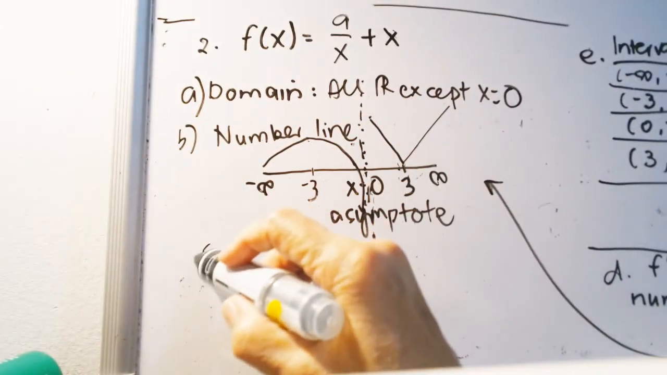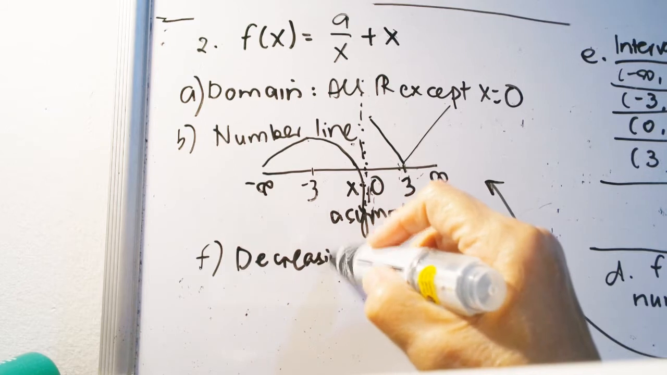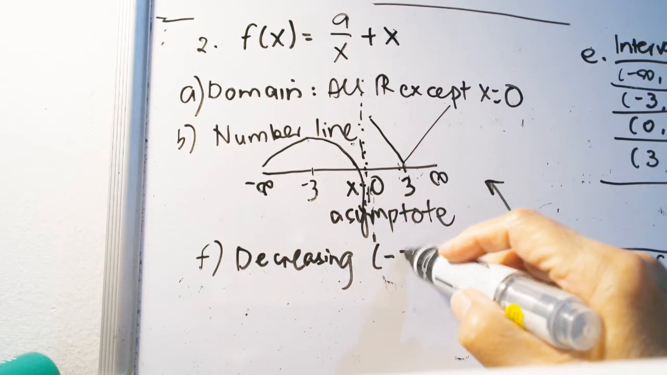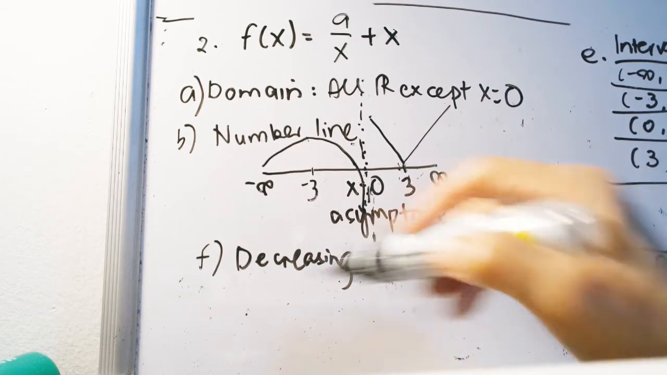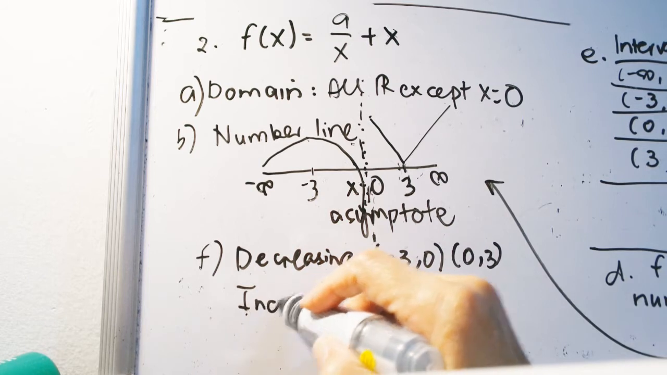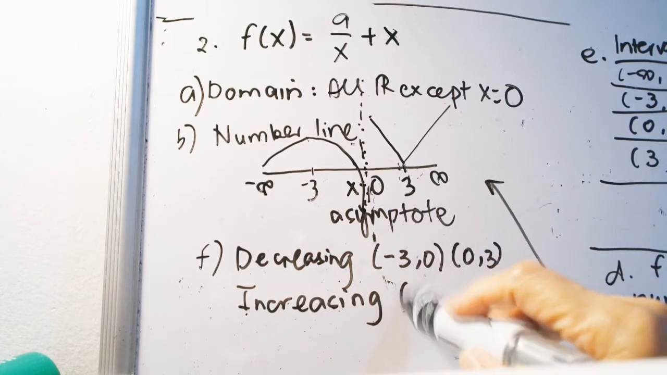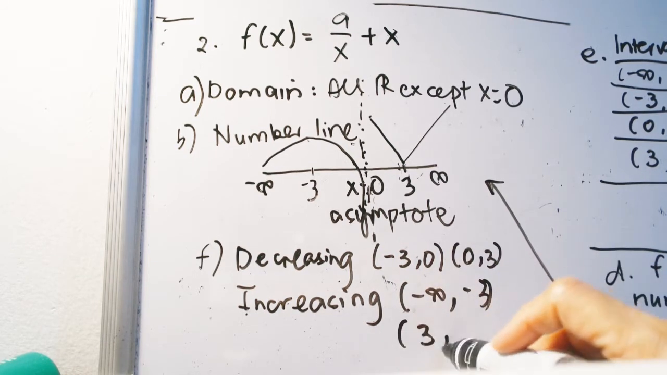F, decreasing from minus 3 to 0 and 0 to 3, increasing from minus infinity to minus 3 and 3 to infinity.